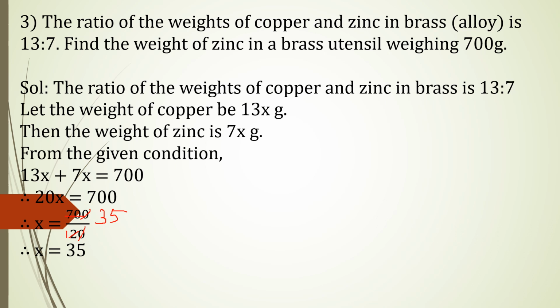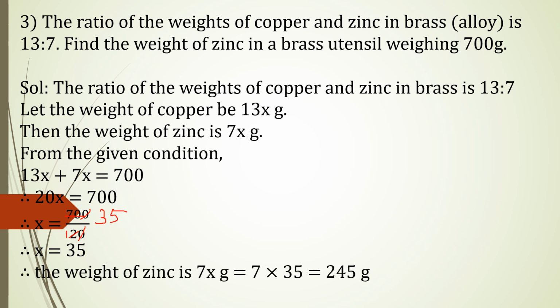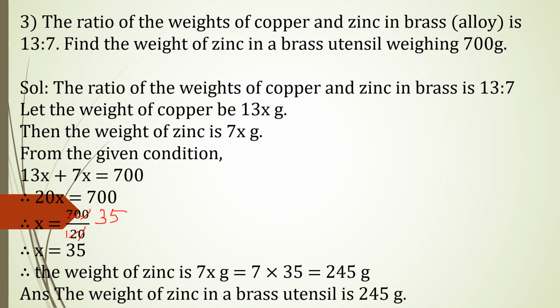Now student, you have to find the weight of zinc. So the weight of zinc is 7x gram. You'll substitute, in place of x you'll write 35. So 7 into 35 equal to 245 grams. So the final answer: the weight of zinc in a brass utensil is 245 gram. So the total weight of the brass utensil is 700 gram. In that, 245 grams is the weight of the zinc metal. Okay.